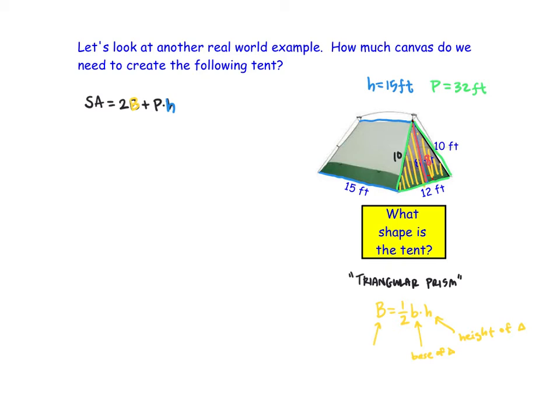Okay, so let's find the area of the base. The area of the base would be 1/2. The base of the triangle is going to be 12. You can see it right here. Remember that the base and the height, when finding the area of a triangle, have to be perpendicular. The height is kind of like the zipper in this case. So the height will be 8.